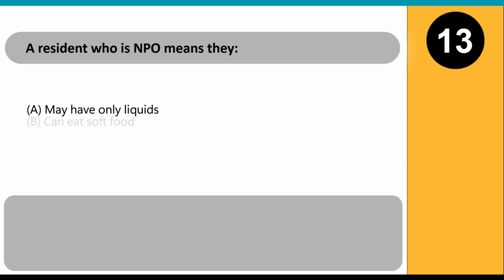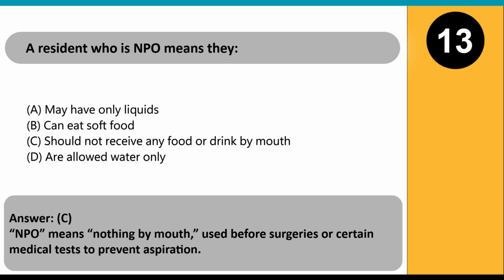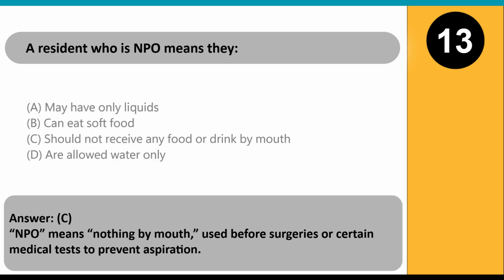A resident who is NPO means they: A. May have only liquids. B. Can eat soft food. C. Should not receive any food or drink by mouth. D. Are allowed water only. Answer, C. NPO means nothing by mouth, used before surgeries or certain medical tests to prevent aspiration.